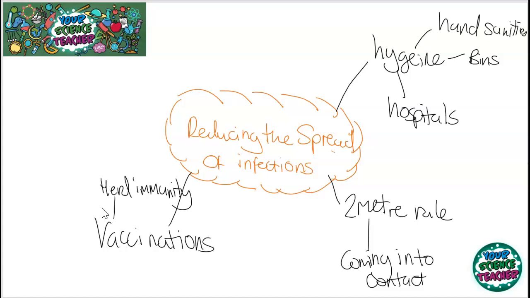Think of smallpox as an example. That used to be an incredibly infectious disease that wiped out a lot of the population. However, now it's almost totally eradicated due to vaccinations.